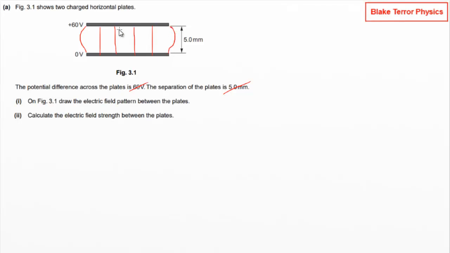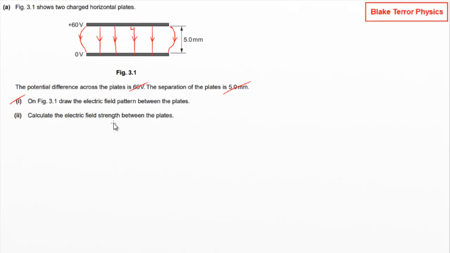You want to try and get your 90 degrees on all of these, and we're drawing in the field lines from positive to negative. So we're drawing them all in, going in that direction. So from high to low. Put in at least 4 or 5 lines. Otherwise, they're not going to be that keen.